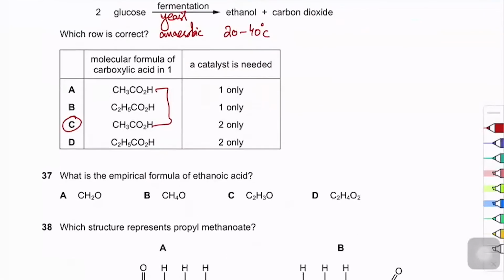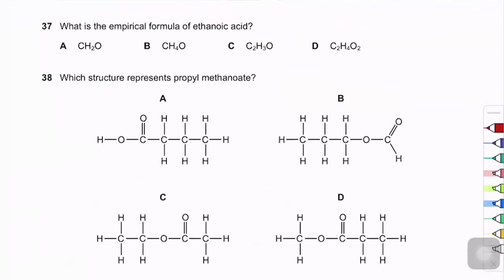What is the empirical formula of ethanoic acid? So let's just write the molecular formula. CH3COOH, that is C2H4O2. So CH2O, which is A. Yes, that's right.